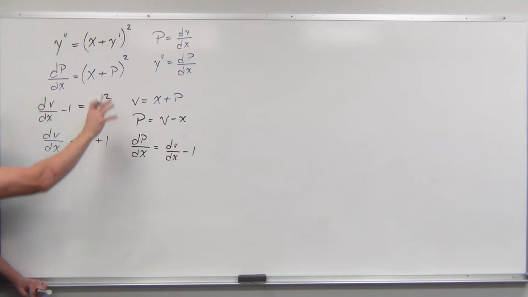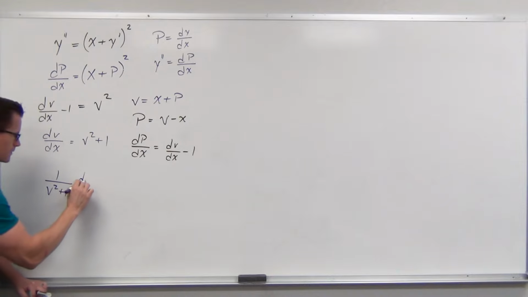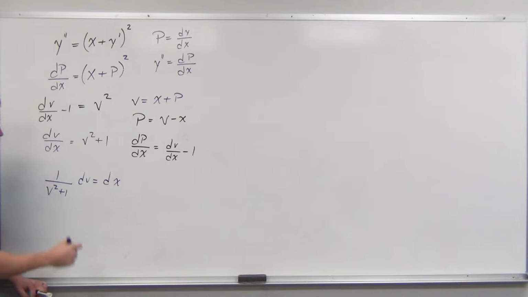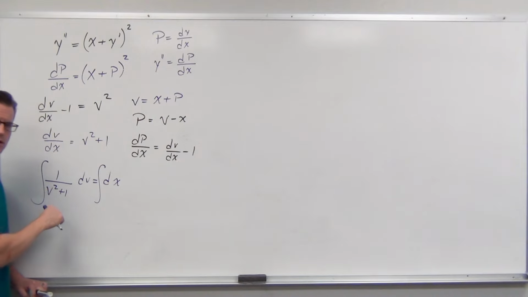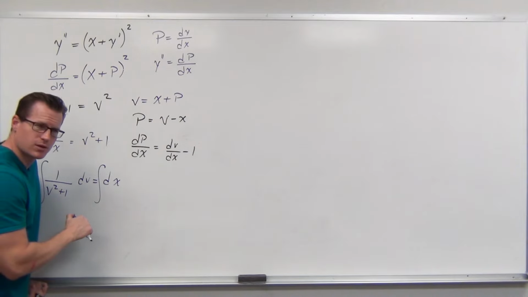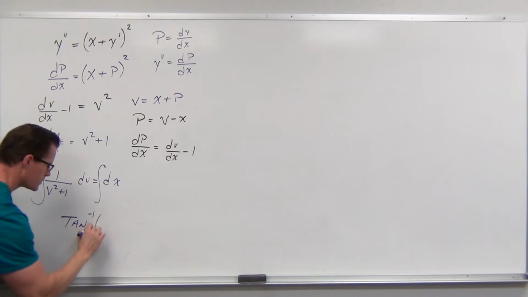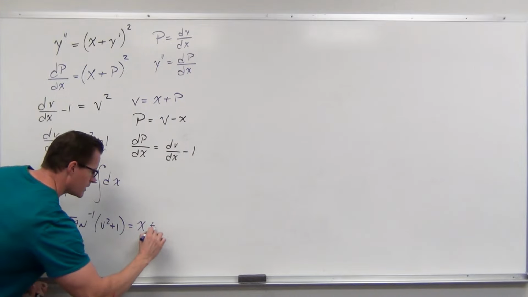Hey, that's a separable equation. Let's group our v's with dv and our constants with dx. And now we are ready to integrate on both sides. This looks pretty nice. Integral of 1 over v squared plus 1, I hope you remember it. The integral of 1 over v squared plus 1 is tan inverse v equals x plus c sub 1.